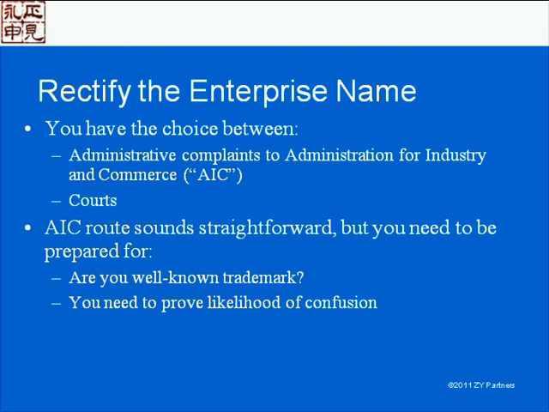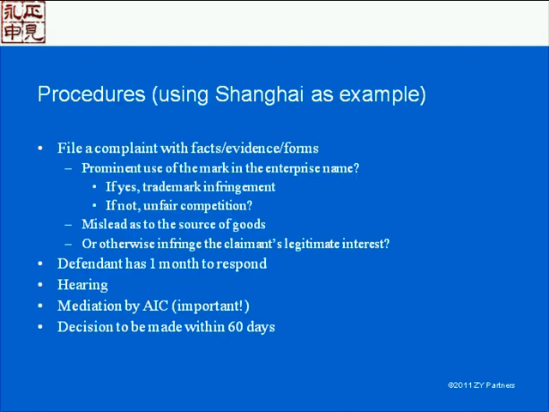Now, what are the procedures? What are the procedures in terms of doing AIC enforcement? In fact, there's no national rules in this regard at this moment. It's very interesting that some local governments come up with their own rules on how to deal with the enterprise name in China so far. For example, Shanghai governments have done a relatively very good job. They have laid out very good procedures.